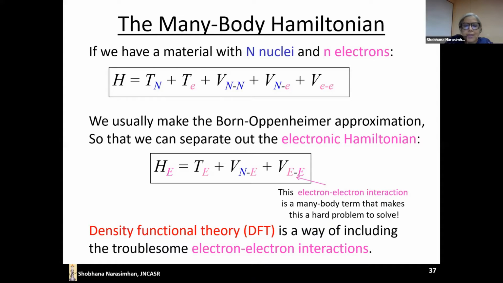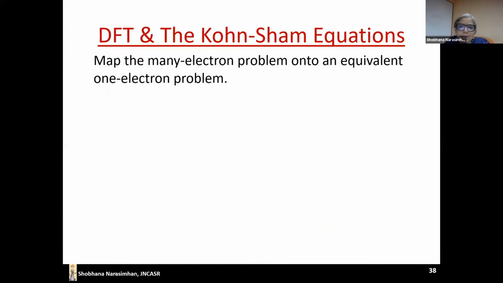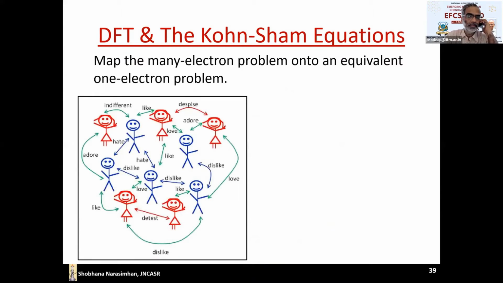And instead of telling you the equations, I will again resort to an analogy. What Walter Kohn showed how to do is to map the many-electron problem onto an equivalent one-electron problem. So it's like, supposing you have two genders of people. Let's assume that the blue men are like the nuclei and the red women are like electrons, and they have complicated interactions amongst them.